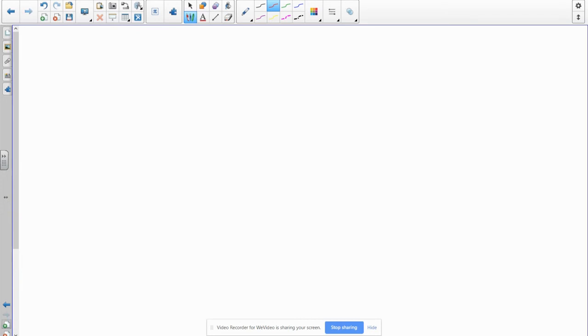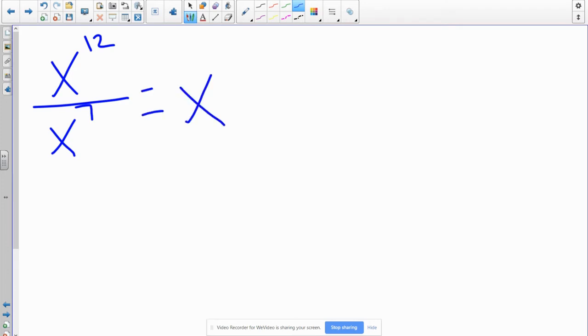So another example, let's say you have x to the 12th divided by x to the 7th. I'm not going to write those all out this time. I have 12 of them on the top, 7 of them on the bottom, which means I'm going to cross out or subtract 7 of them, which would leave me with 5 of them left in the numerator. And we can look at the math like that: 12 minus 7 equals 5.